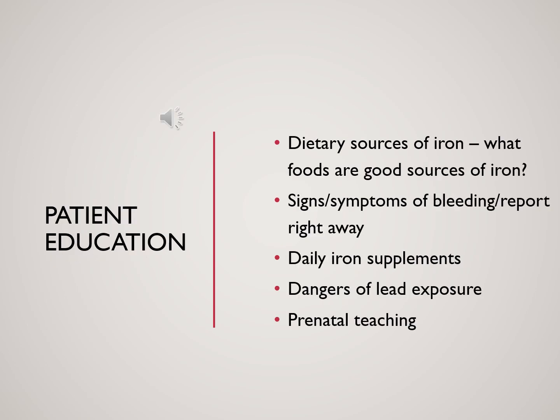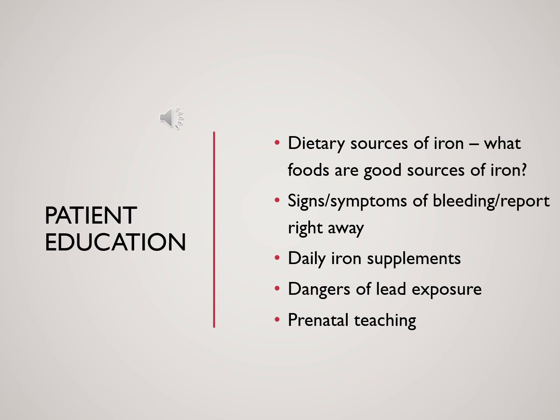Education will include dietary sources of iron, so what foods are high in iron, and signs and symptoms of bleeding, which we want to report right away. We want them to take daily iron supplements, and we cover the dangers of lead exposure, and prenatal teaching if that's appropriate.